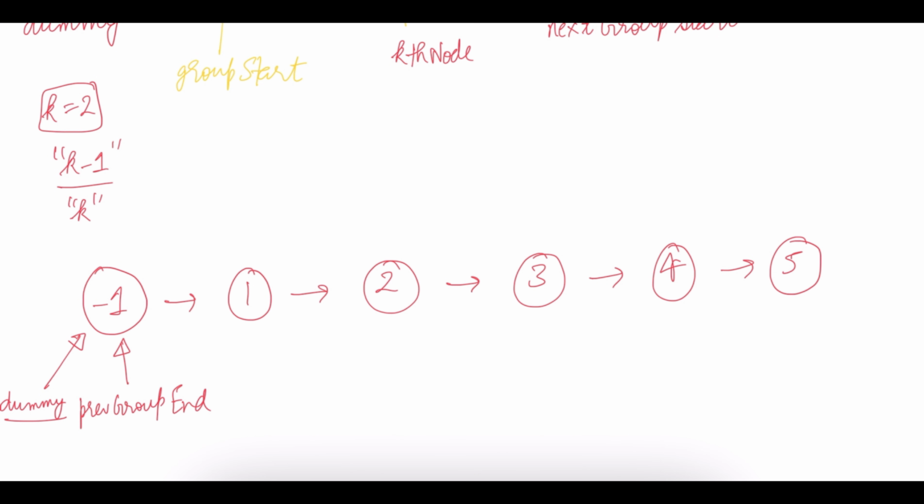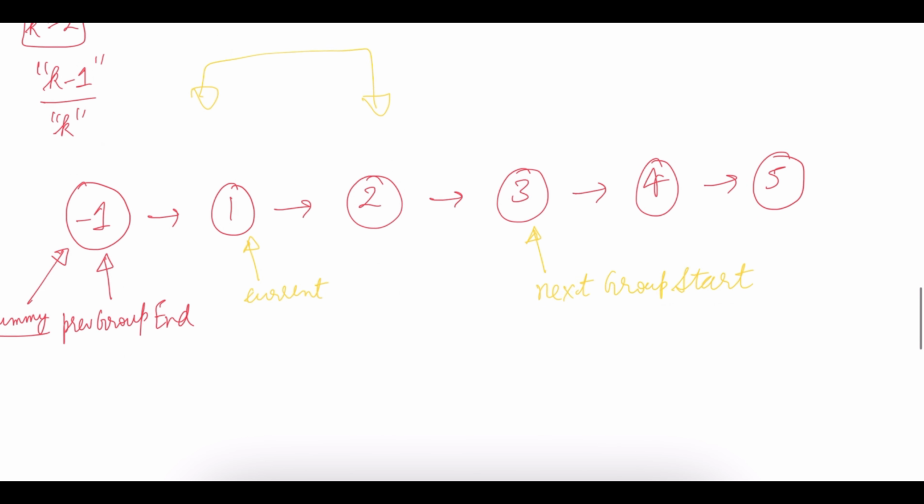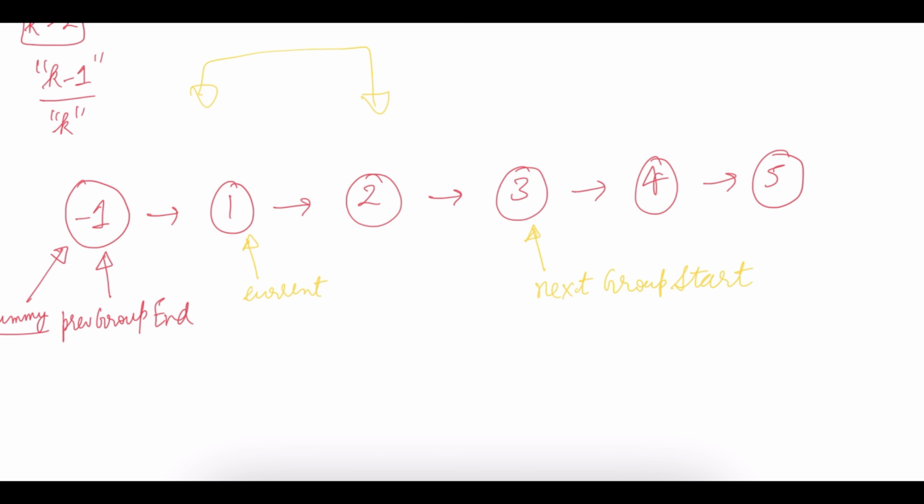So to reverse a particular group, for this group starting at 1 and ending at 2, we can use a current variable which iterates over the group, and we have our next group end here. In order to write clean code, we can use a previous element. We have our previous variable which is going to be used for this iteration to reverse a particular group.